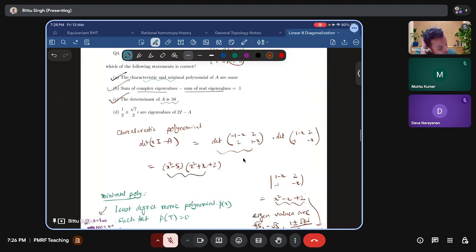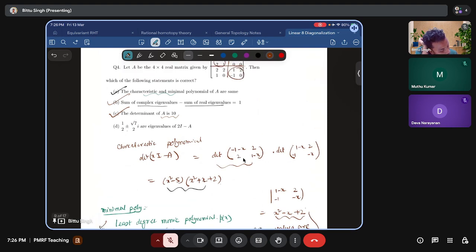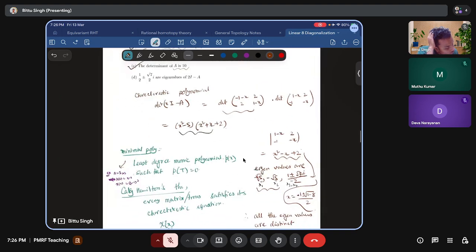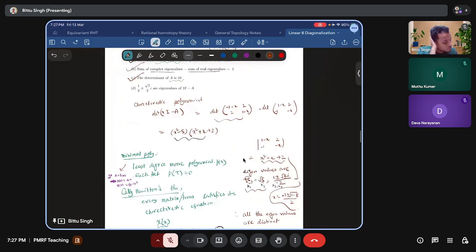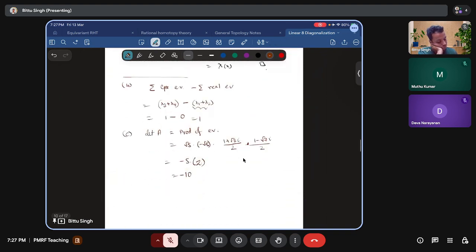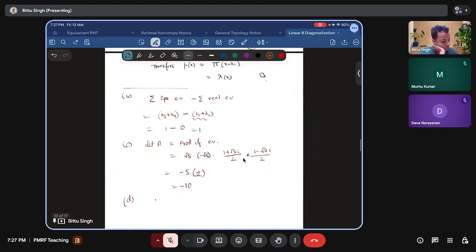Okay. Half plus minus root 7 by 2i are eigenvalues. Sorry, we need to find the eigenvalues of 2I minus A. So for D, 1 plus minus root 7i by 2 is an eigenvalue of A.